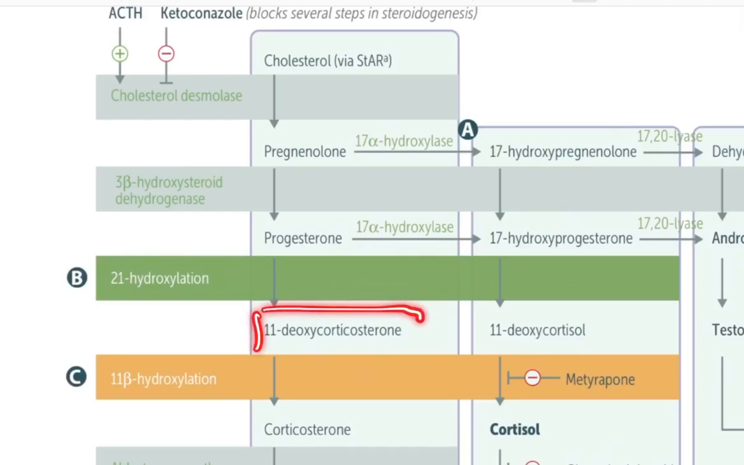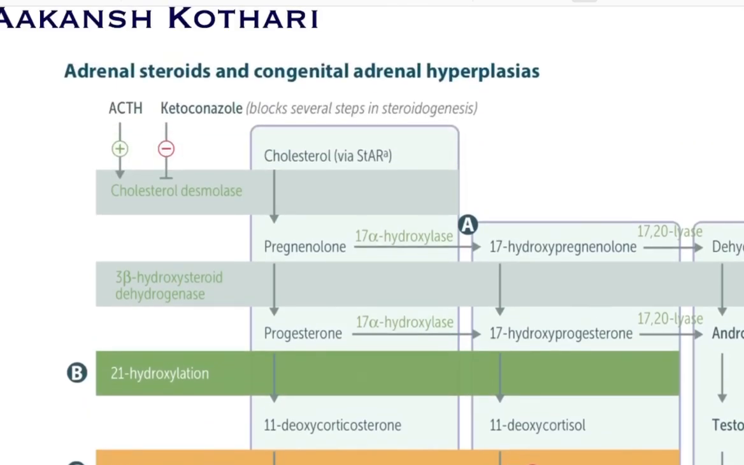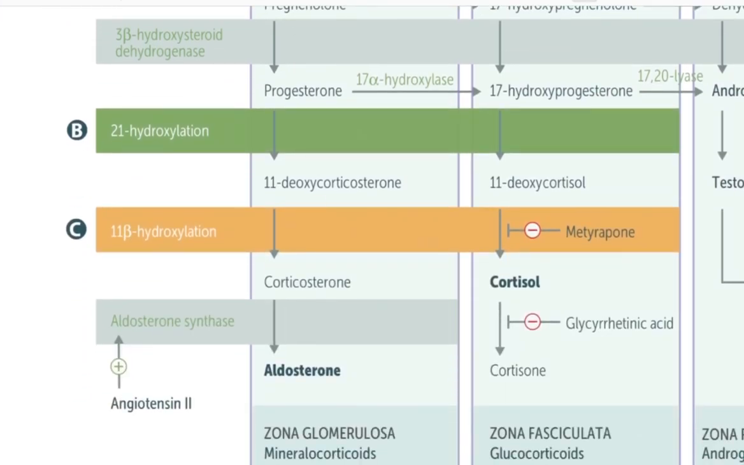Now this molecule formed in the zona glomerulosa is then again hydroxylated by 11-beta hydroxylation and produces corticosterone. So from 11-deoxycorticosterone there is hydroxylation and production of corticosterone. Is it clear? So we'll again repeat: cholesterol to pregnenolone, pregnenolone to progesterone, progesterone to 11-deoxycorticosterone, 11-deoxycorticosterone to corticosterone.